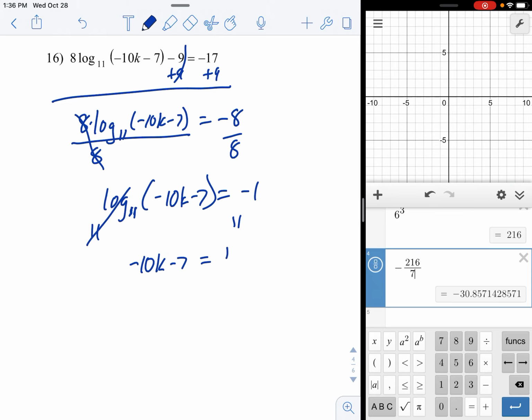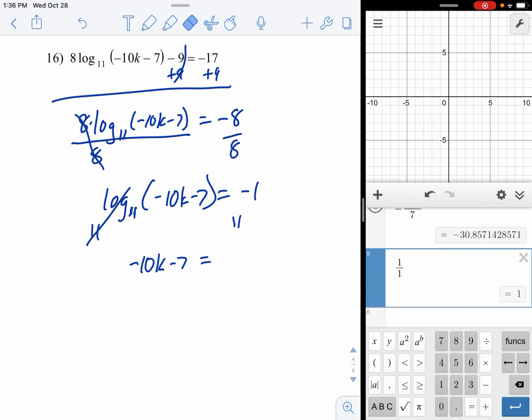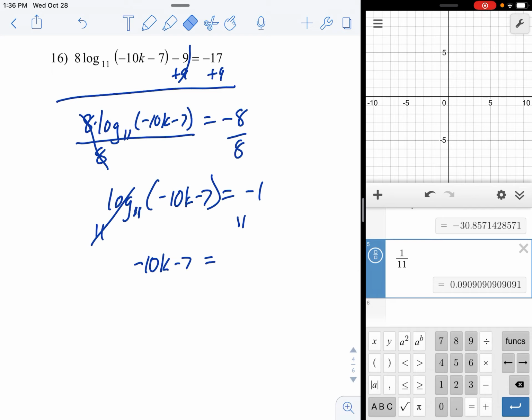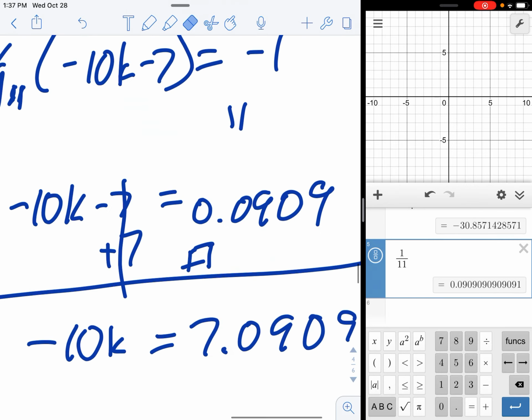Well, I know that it's going to be 1 over 11, but since we're all about decimals right now, 1 divided by 11 is 0.0909. Add 7 to both sides. Negative 10k equals 7.0909. Okay, that does not look like a plus 7.